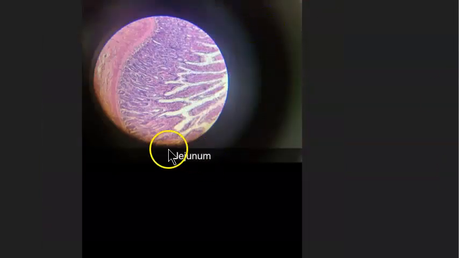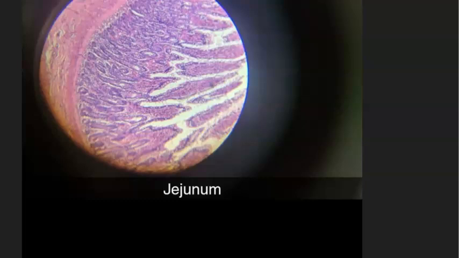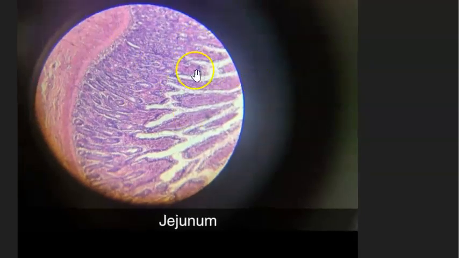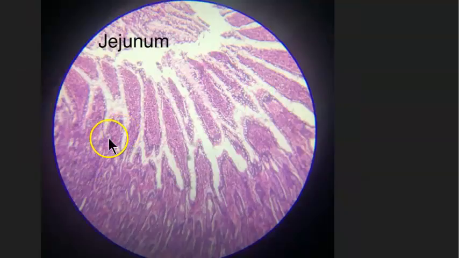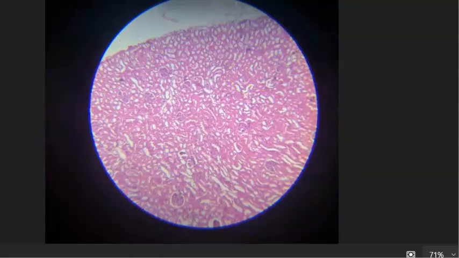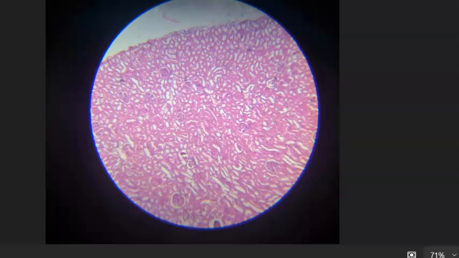This is also ileum. Next, jejunum. IJ. So you could have guessed J. Jejunum. Very good. Another jejunum here. Guess this one. Very easy. Just focus here.